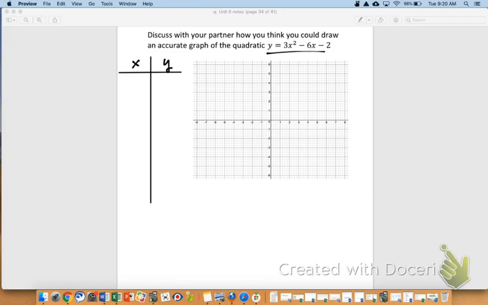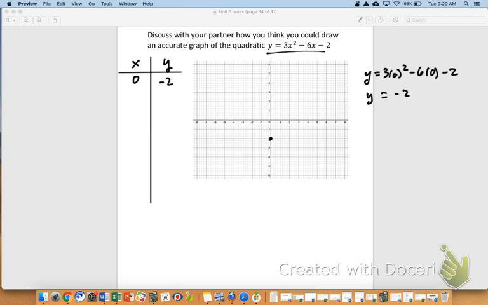So check this out. What if I tried to plug in the smartest number ever, a 0? Let's think about what happens if I plug in a 0. I'd get y equals 3 times 0 squared minus 6 times 0 minus 2. Don't we get y equals negative 2? So that right there, as Noel noticed, would be on the graph because it makes the original equation true. So (0, -2), there it is right there.